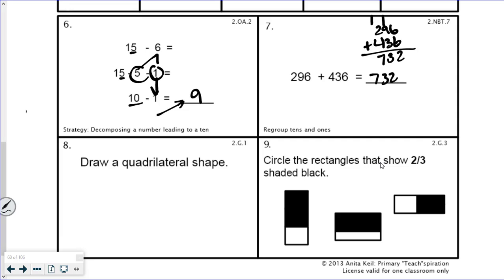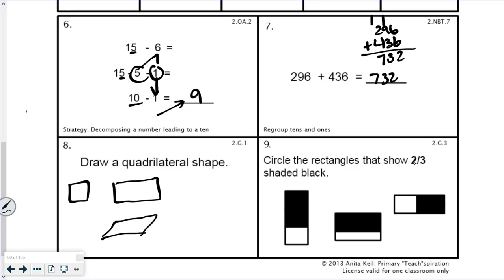Number 8, quadrilateral shapes. So you could have drawn a square. You could have drawn a rectangle. You could have drawn a, what is this, a trapezoid. Anything with 4 sides that are touching with 4 angles.